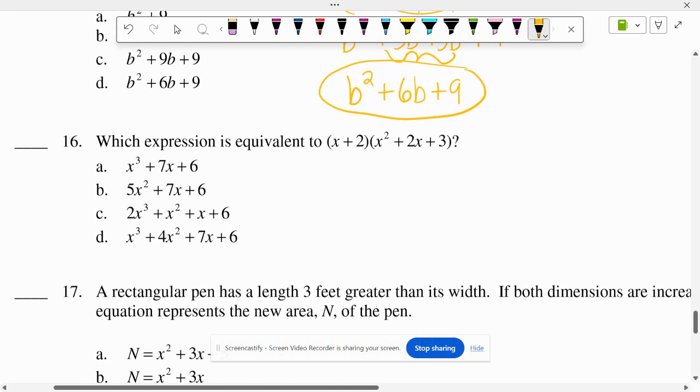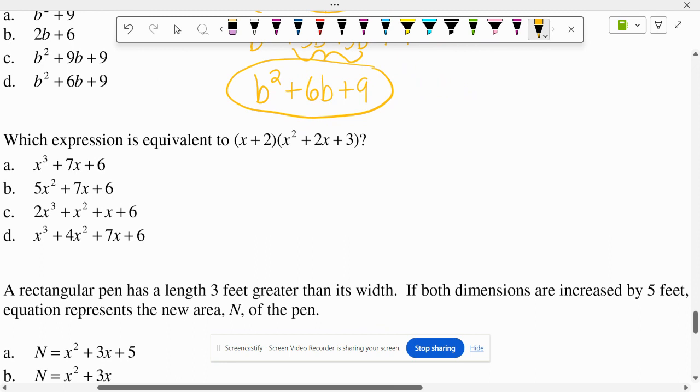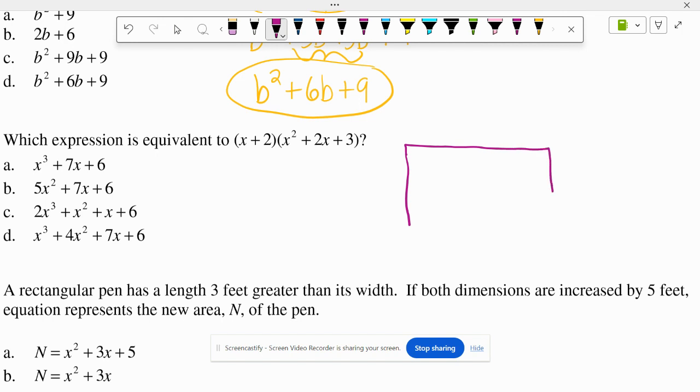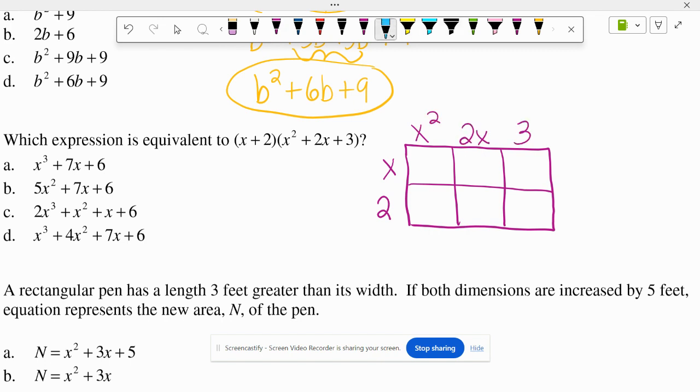Which expression is equivalent to the quantity of x plus 2 times the quantity x squared plus 2x plus 3? I made myself a 2 by 3 box. So I'm going to put my x and my 2 right here. And then I'm going to put my x squared, my 2x, and my 3. Brian, first box, x times x squared is, yeah, 1x cubed. Good job. Keep going. X times 2x is, okay. And x times 3 is, awesome.